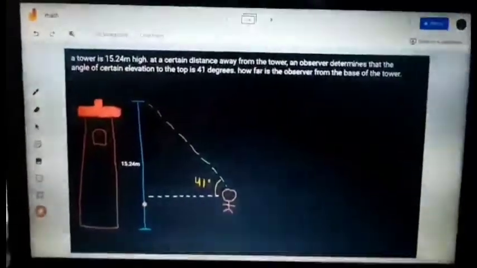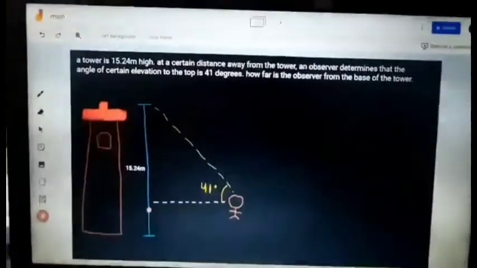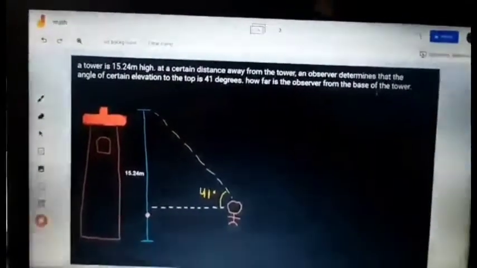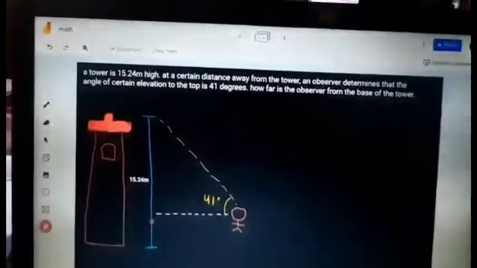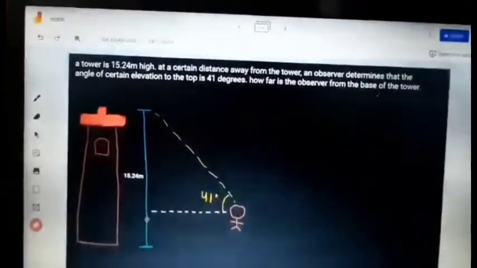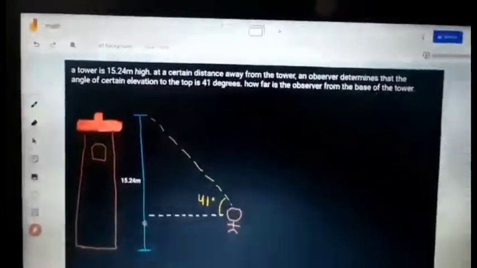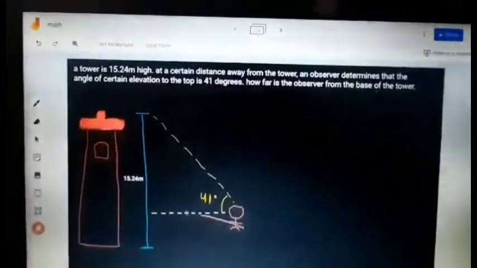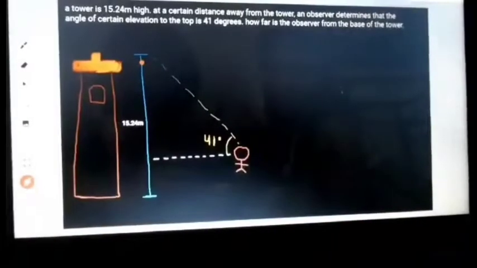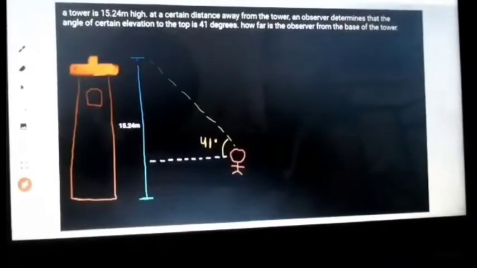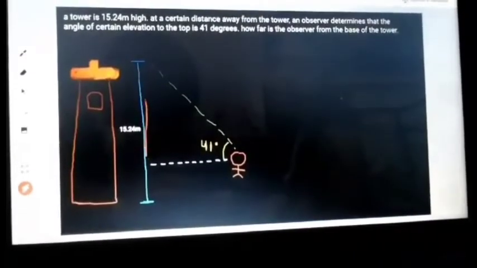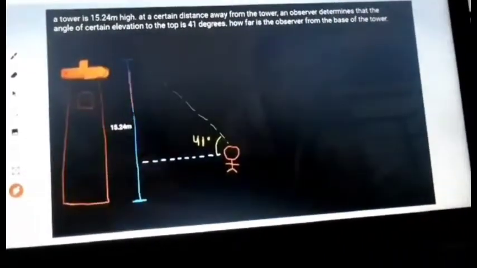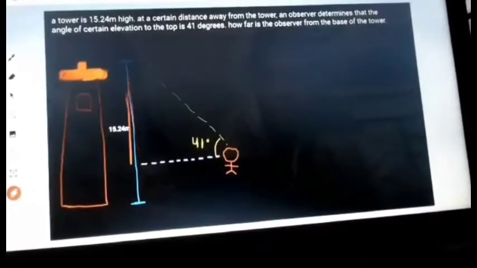So it is stated in the last part of the problem, how far is the observer from the base of the tower. So basically, what we're looking for is the measurement from here to here. The next thing you need to identify is what part of the triangle this is. So this part of the triangle is the opposite side.